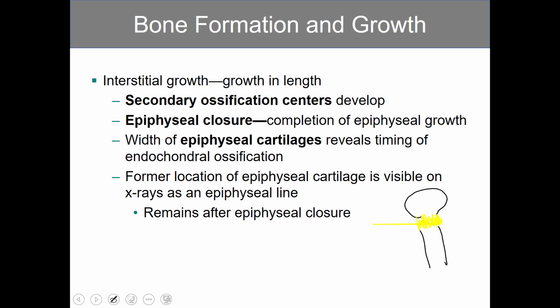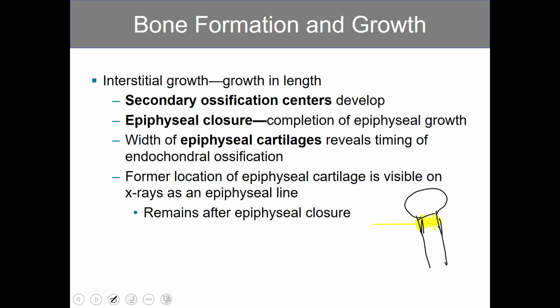Once an individual reaches the age of puberty, the chondrification, or the development of that cartilage, starts to slow down. And as that slows down, the ossification also starts to speed up. And eventually, this band of cartilage, this epiphyseal cartilage, gets thinner and thinner and thinner until literally the epiphysis is going to fuse with the diaphysis. And upon that fusion, all that's left is that epiphyseal line.